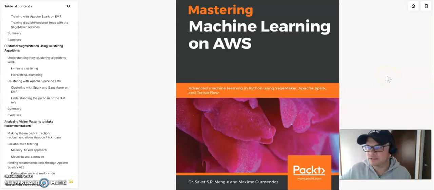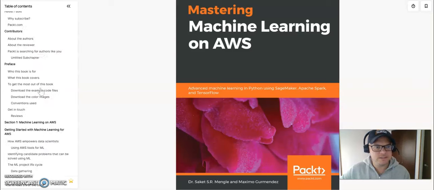This book is mainly for data scientists, machine learning developers, or deep learning enthusiasts who want to build models on the cloud using AWS integration and services. Some Python programming and machine learning concepts are needed in order to get the most out of this book. So let's take a look.